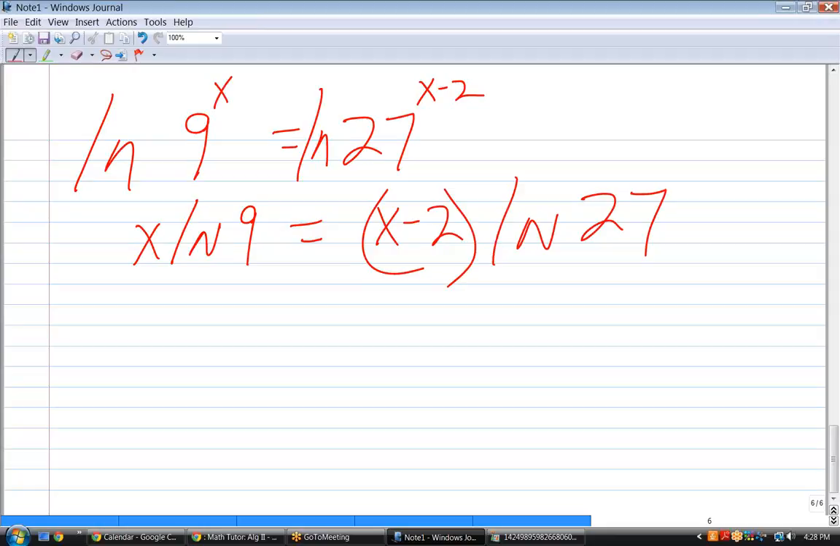Would you move? Remember that natural log of 9 is just a number, and so is natural log of 27. So if I were to substitute numbers for here, what would be your next step in the algebra of this? Divide both sides by one number. Actually, it would be for both sides? Distribute the right side.